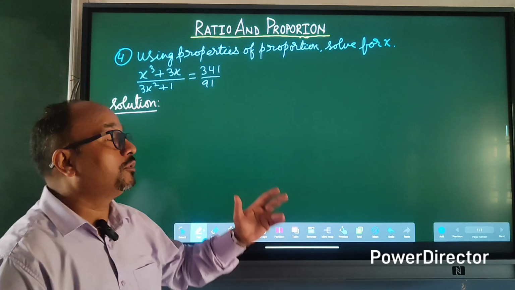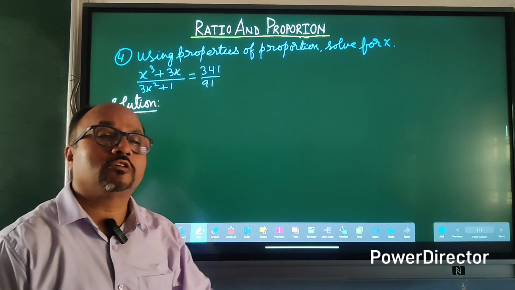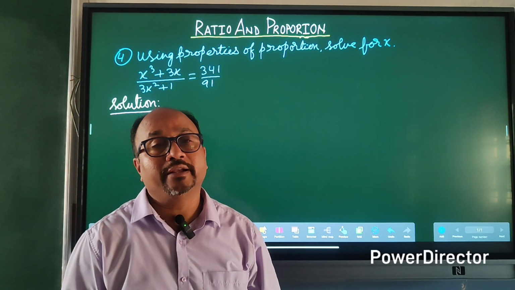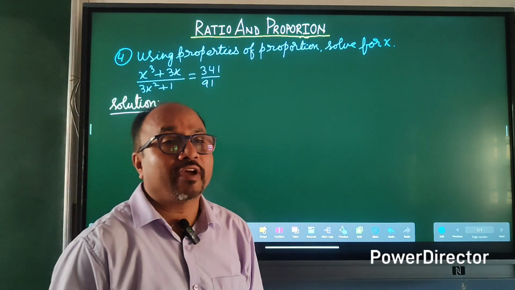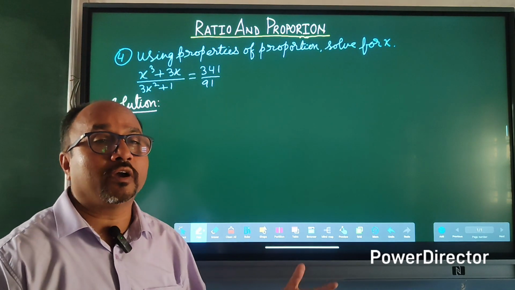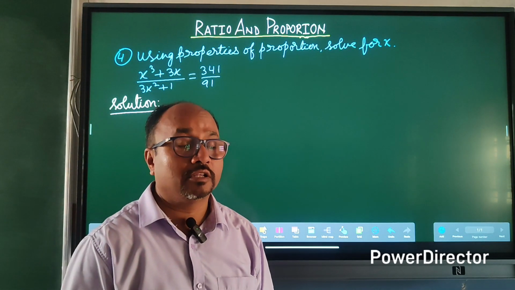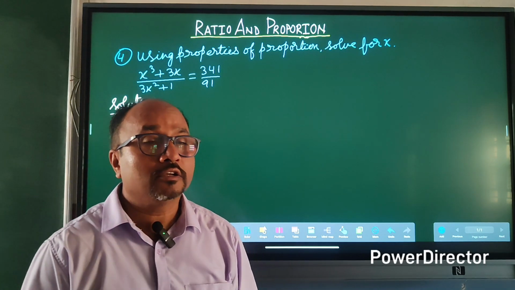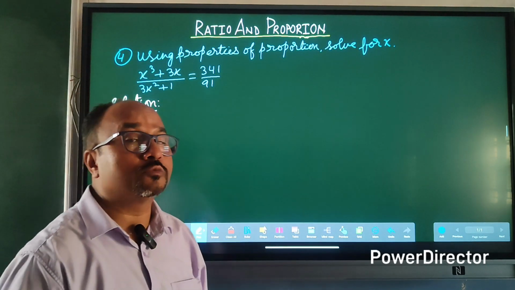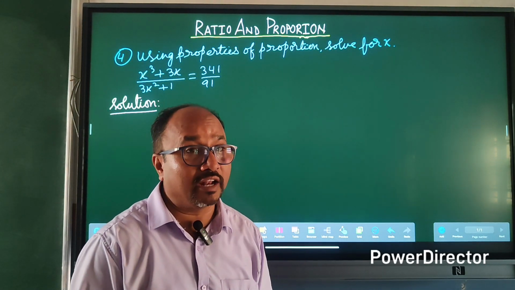Looking at the numbers, you don't think about cross multiplying and getting a cubic equation, then factorizing and solving it the way you have done in the factorization chapter. The numbers are too big to do that. So it is mentioned to use properties of proportion, so we will apply that.